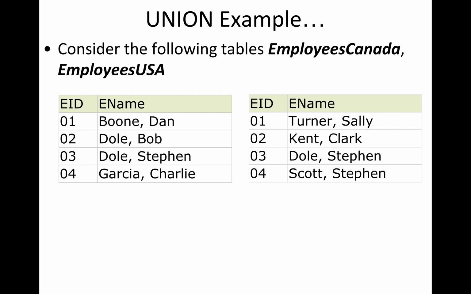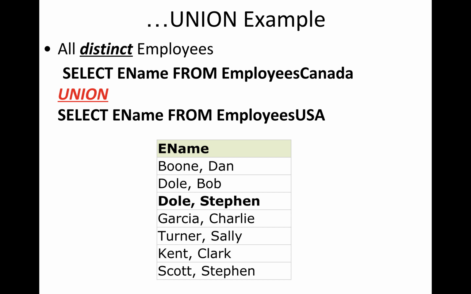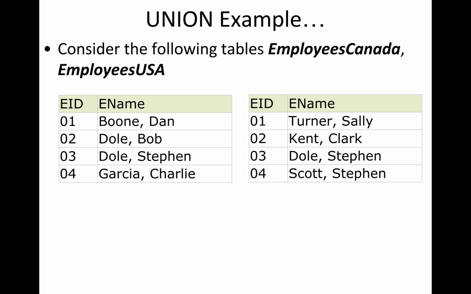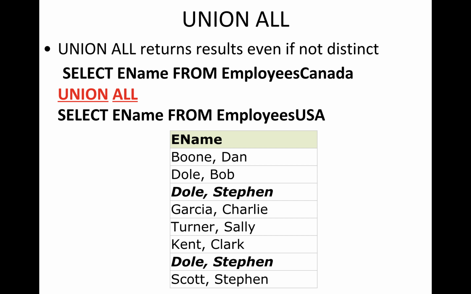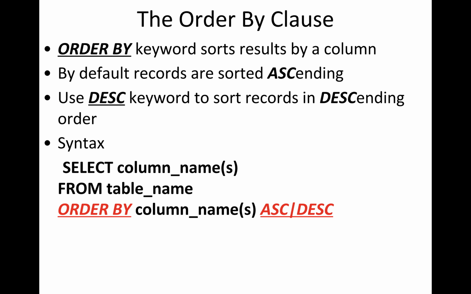So if we create the union of these 2, the default is to eliminate any redundancy. If the same piece of data appears in both of the tables, it only keeps one of them. So Dole Stephen appears in both the Canada employees and the USA employees, and you only get one of the instances. Or you can ask for both: I don't care, I want both records from both places with union all. Do not filter the duplicates.